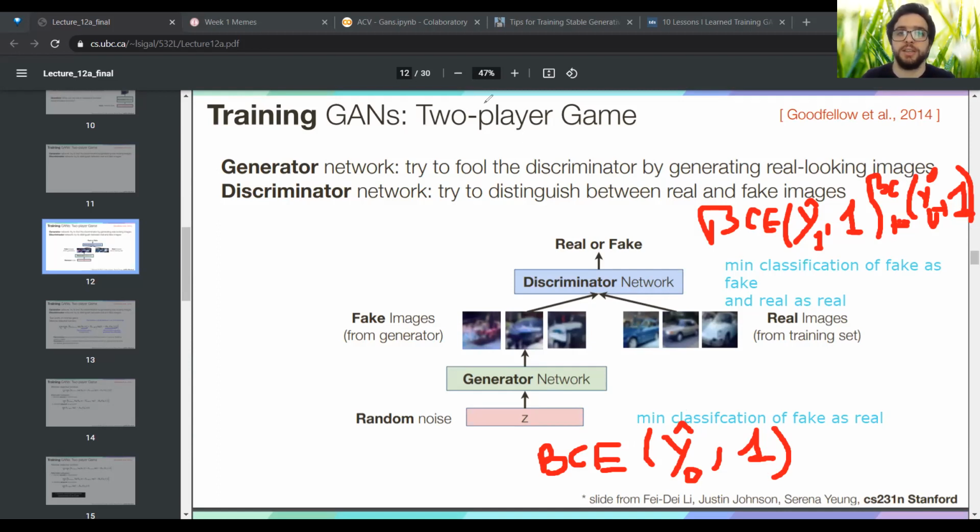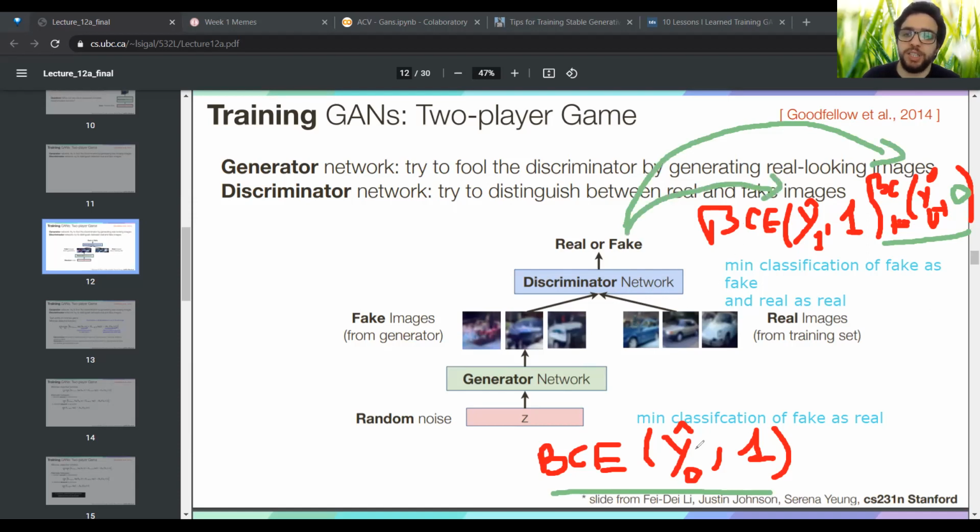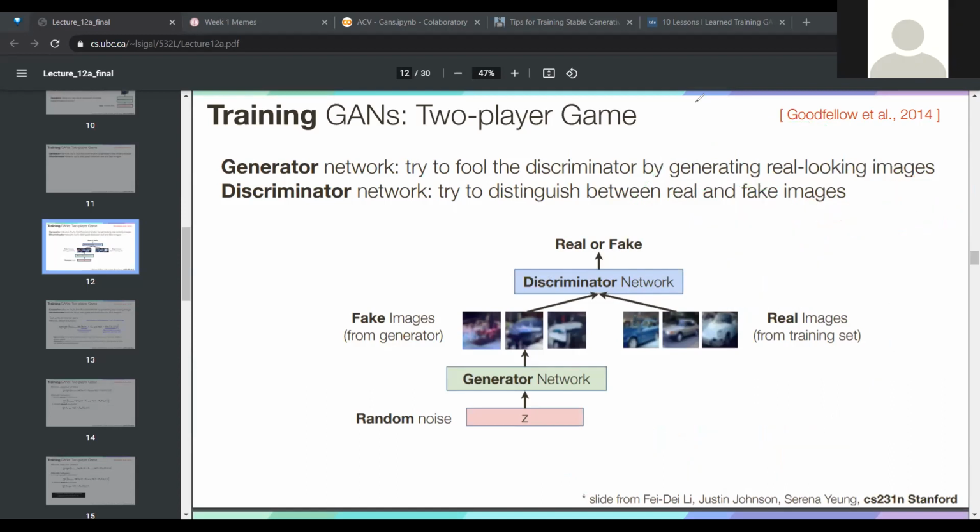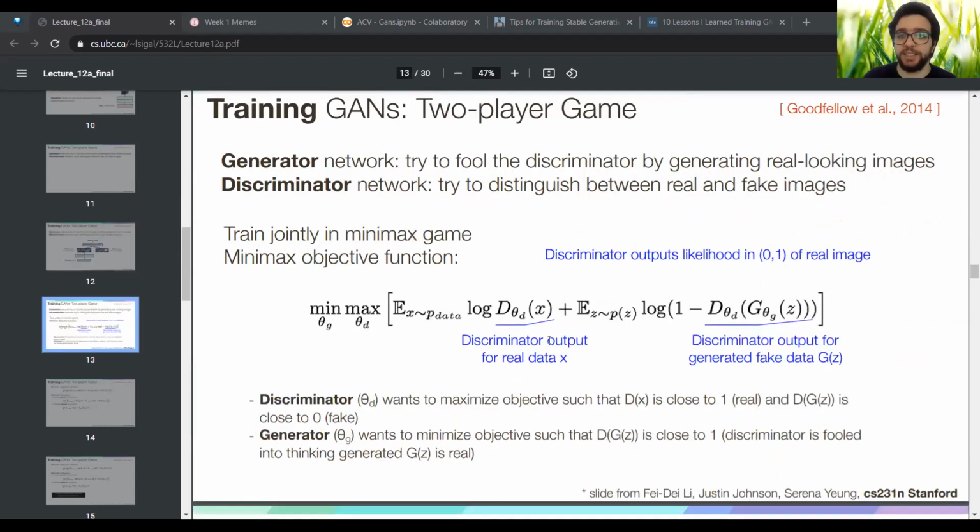So what we have in the end. Matt, you noticed that in the second part of the binary cross entropy I wrote one. Yes, sorry, this is zero. Thank you for pointing that out. This is zero, right? So this one and this one are kind of opposites. The discriminator is training its weights on minimizing this combined loss, and the generator is training its weights on maximizing this loss, right? Is it clear? Yes.